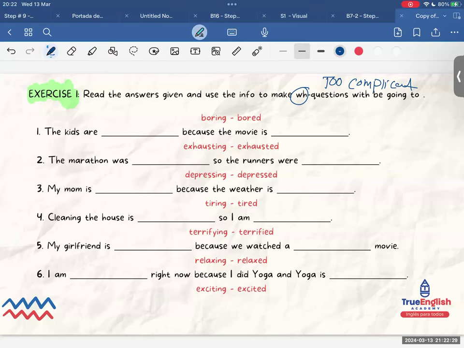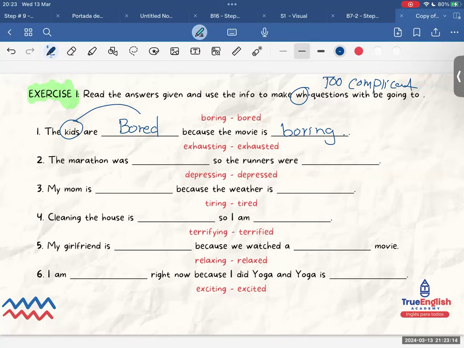Sorry, Jackie. Look at the example number one. The kids are boring or the kids are bored? Because the movie is boring or the movie is bored? Bored. O sea, necesitamos adjetivos para los niños y para la película. Boring. Yep. The kids are bored, because we are describing people with ED. Because the movie is boring. ¿Cómo sería en español? Los niños están aburridos. Porque la película es aburrida.